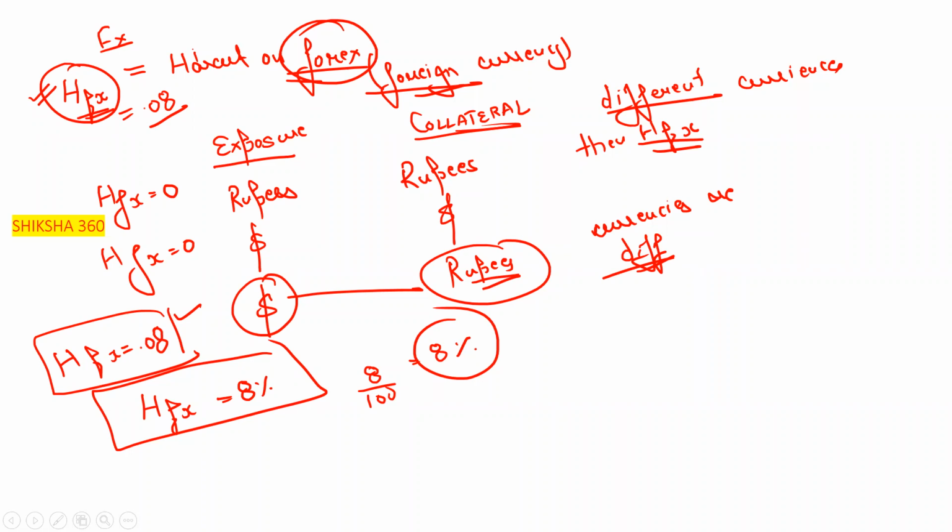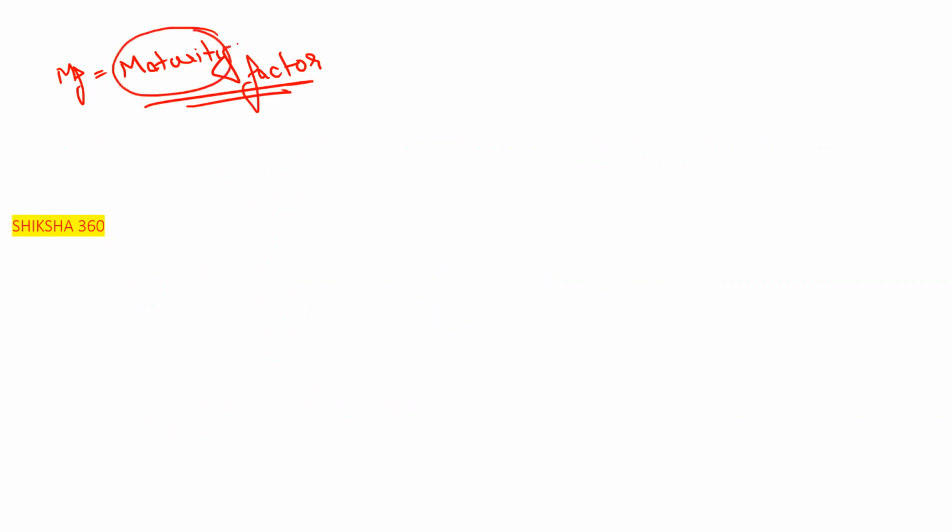The next factor we have to discuss is MF. MF stands for maturity factor. On the basis of that, we will discuss one question also in this session. Maturity factor, what is the meaning of that? Maturity is the maturity of any exposure or any collateral, either of the exposure or of the collateral.